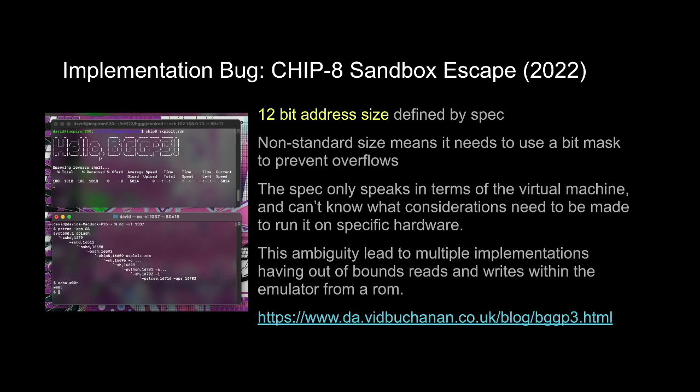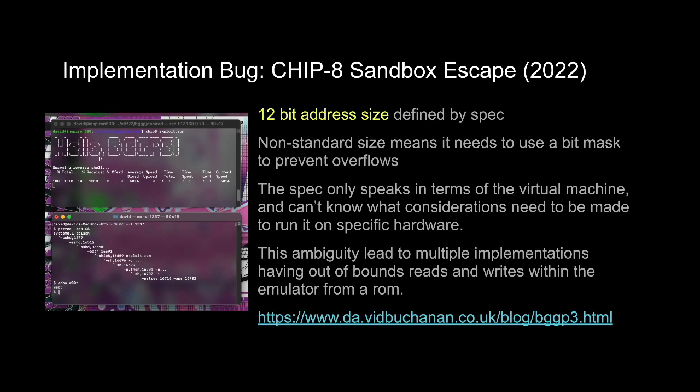But we don't use 12-bit addresses, or even things that are divisible by that, in normal programming. Usually we'll have 16 bits, or 8 bits for a byte or a word. And so having a non-standard size like this means that it needs to do something like a bit mask to prevent an overflow, because you're not using those top 4 bits. So you have to make sure that they're not being referenced, because all the pointers to data inside of your emulator are still going to map to pointers on your actual system.